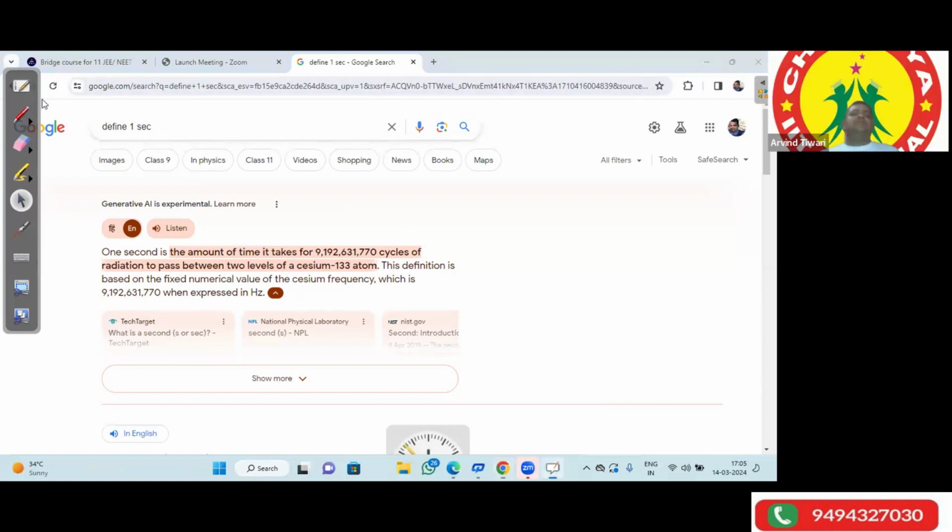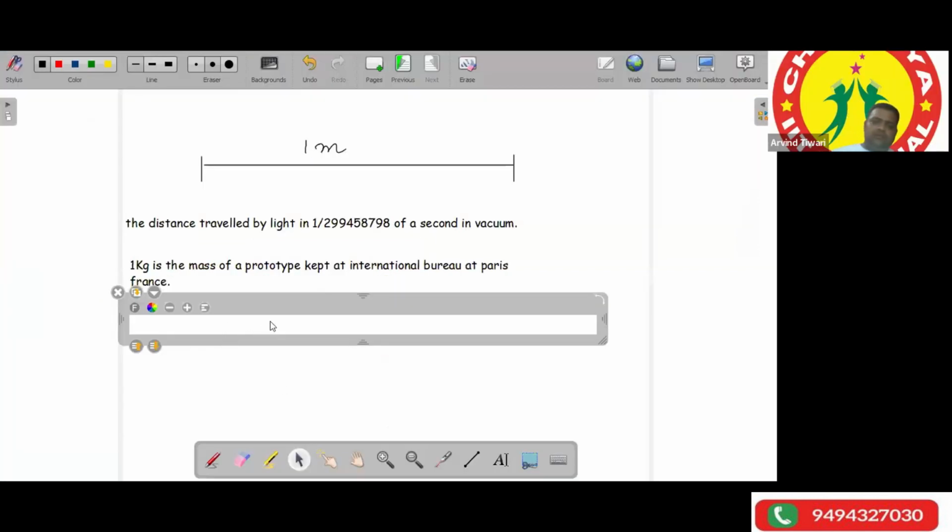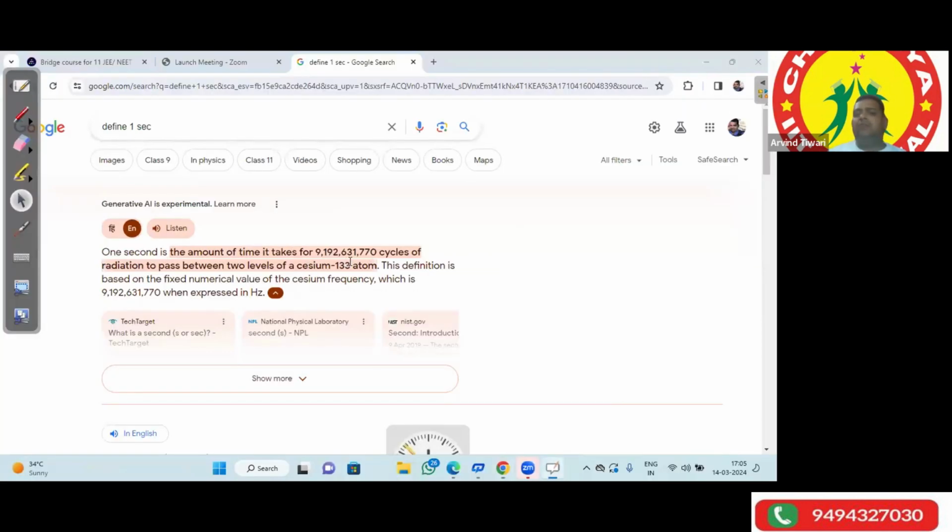So this is the definition of 1 second. We can define 1 second as 9192631770 cycles of radiation of the cesium-133 atom. If we count this many radiations from cesium, we call it 1 second.